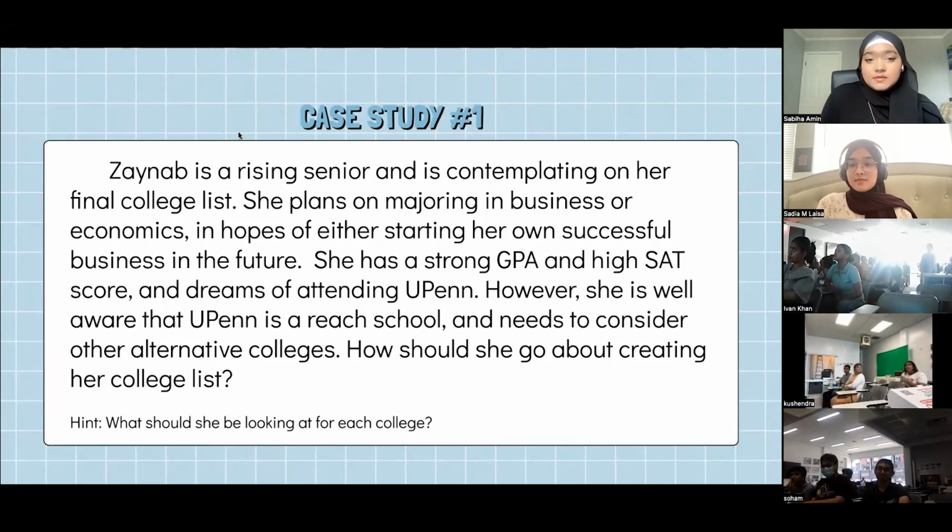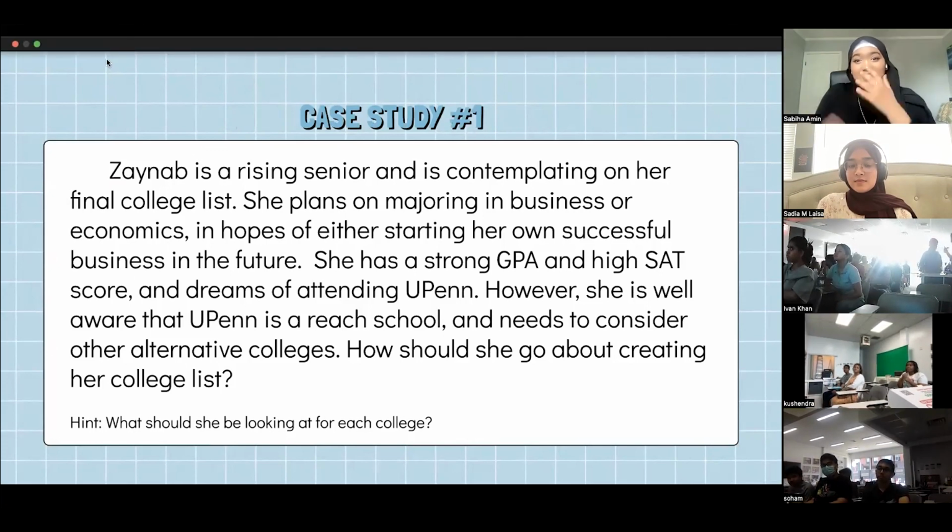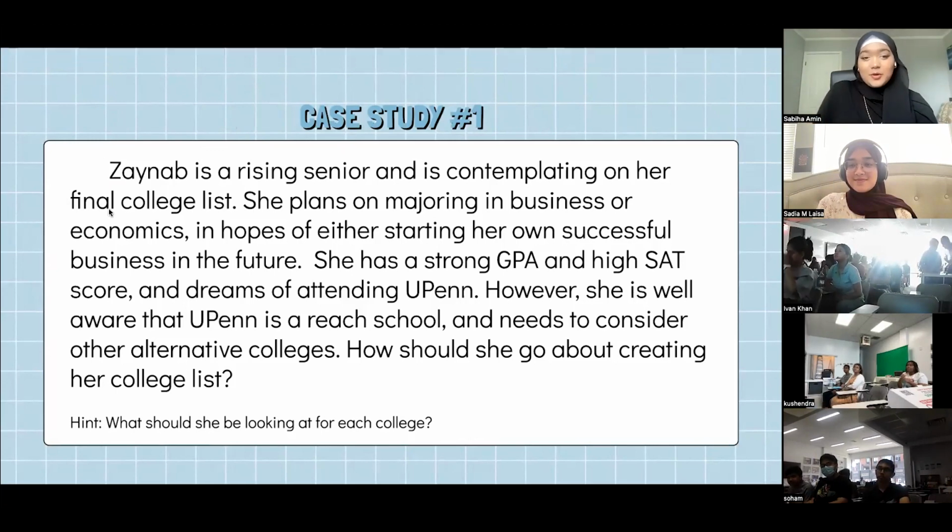Go ahead, Alexandra. She has a high GPA and a high SAT score, so I feel like targets and reaches might be better for her. Obviously UPenn, but other colleges that aren't necessarily Ivy Leagues but still have strong business programs. Yeah, thank you, Alexandra. That perfectly hits home on the point that you're going to have a wide range of schools you can apply to besides just Ivy Leagues. There are targets, reaches, and safeties.